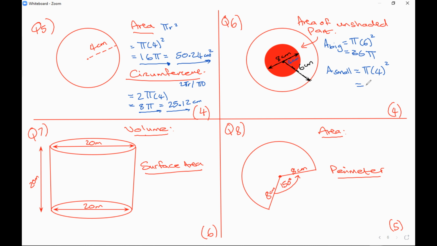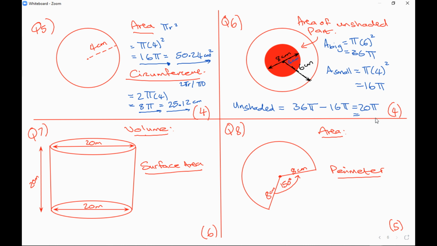Remember the radius is 4 centimeters. That becomes 16 pi. And I can just minus the pi. It's like 36x minus 16x equals 20x, right? So the unshaded area is going to be given by 36 minus 16, and it becomes 20 pi.